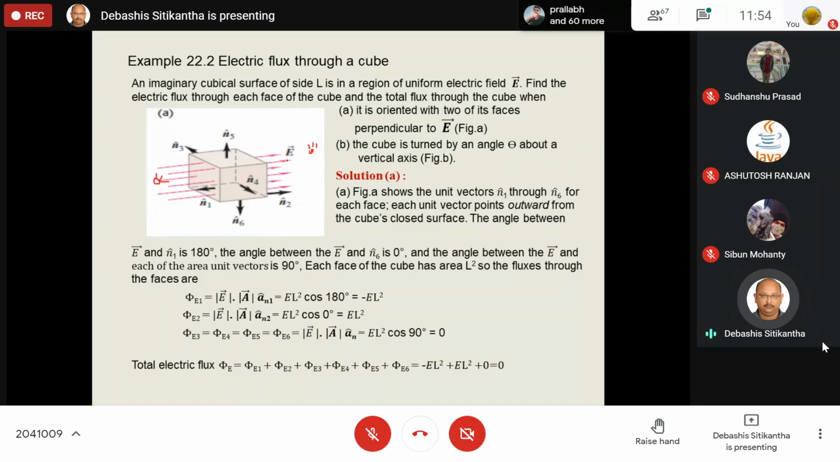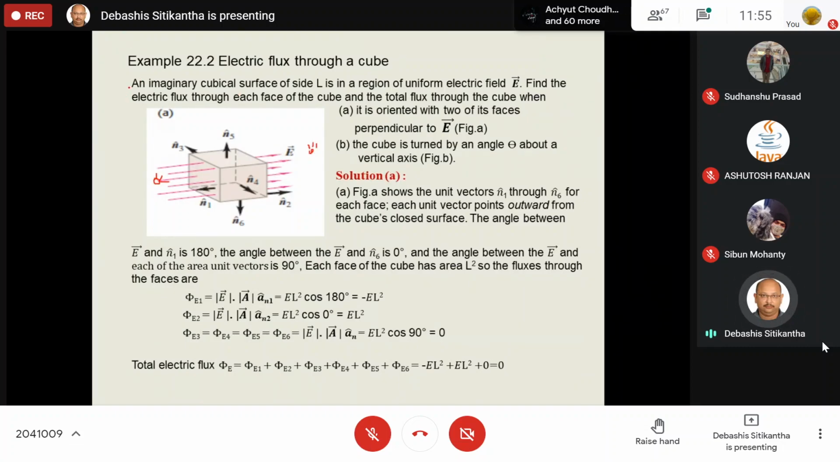So always remember that whenever you are going to find the electric flux coming out or moving in, whatever it may be, you have to see it from all the six sides. Suppose it is a cube or a cuboid, you have to see it from all the sides. Particularly I am talking about cube and cuboid. You have to see the electric flux from all the sides. So now let us solve this problem.